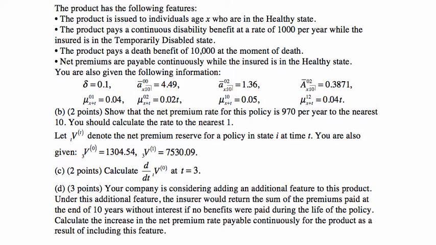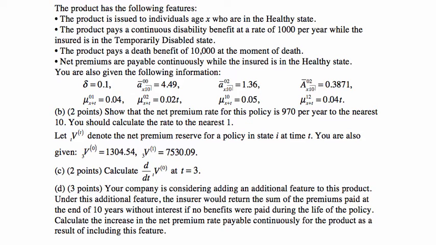Continuously payable premiums, and they are net premiums. They only pay for the benefits. They don't pay for any expenses. There is no mention of any expenses. You are also given the following information. The force of interest is 10%.